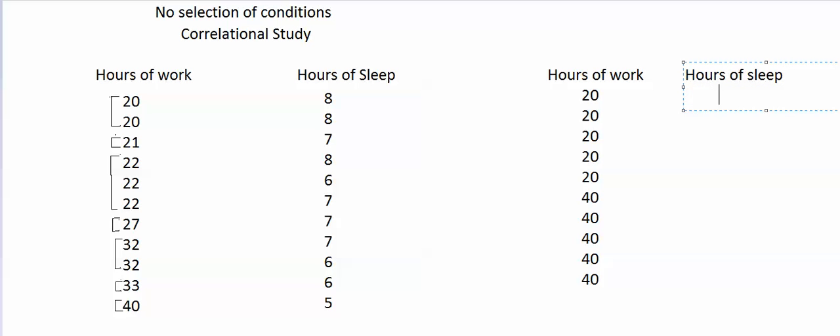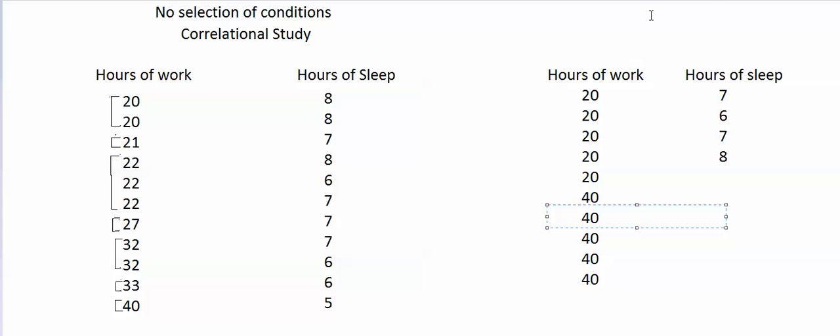And like this might be 7, this might be 6, this might be 7, this might be 8. So I would end up getting the answers for all 5 people who work 20 hours per week, and I would get 5 answers from all 5 people who work 40 hours per week, and I would compare the sleep hours of this group with the sleep hours of this group. I would want to see which group of people is getting more hours of sleep per night.